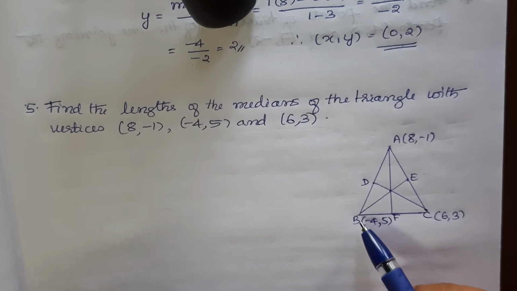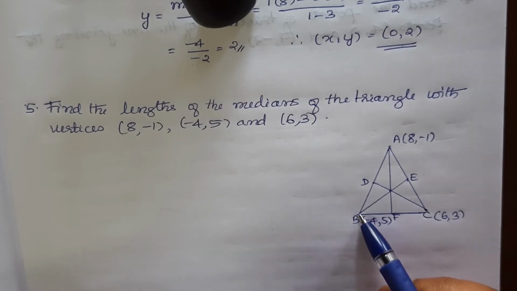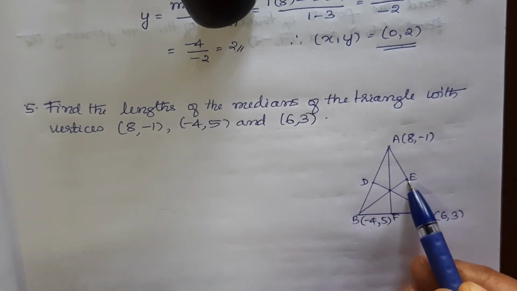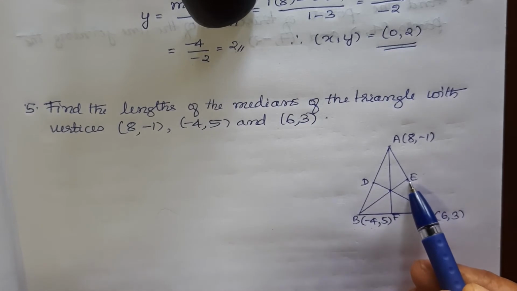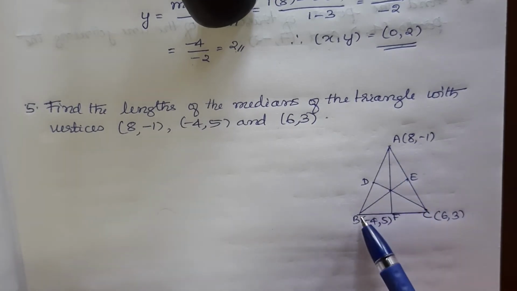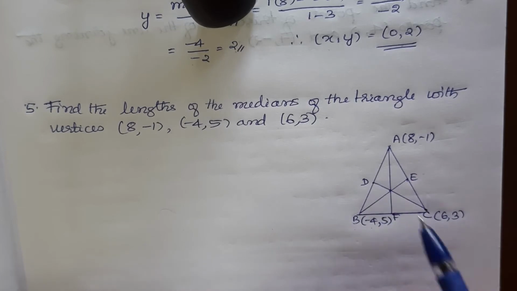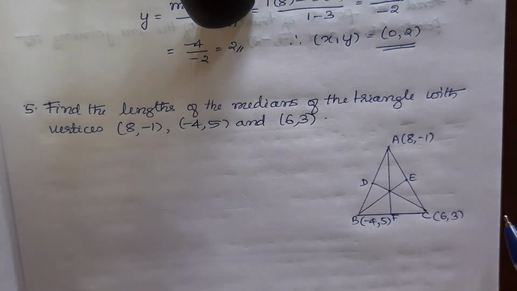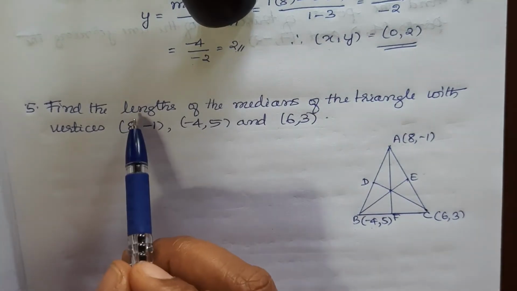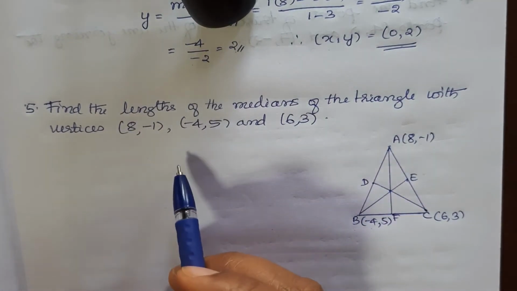Similarly, if I take the vertex B, a median will join the vertex B and the midpoint of the side AC, which I have called E. Therefore, BE is the second median. Now, if I take the vertex C, there will be a median joining the vertex C and the midpoint of this side AB, which I will call D. That is CD. Therefore, there are three medians for a triangle. Now, what are we supposed to do? I have to find the length of all the three medians.